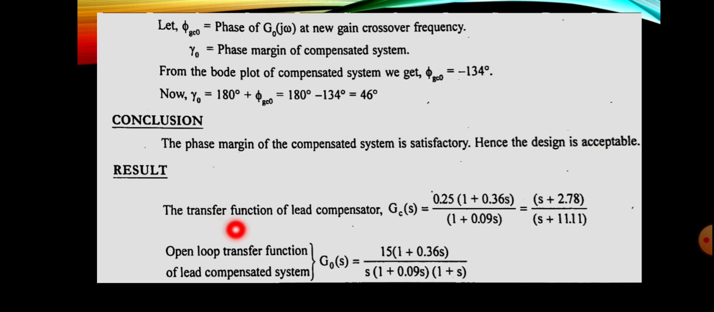And you can write the result: the transfer function for the compensated network is this one. And also you can write the open loop transfer function, and the closed loop transfer function will be like this. So that's all about this problem. If you have any doubt, you can ask.